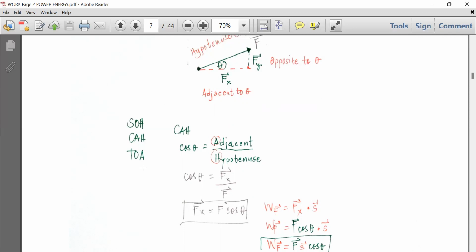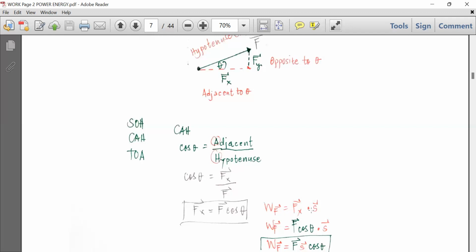Now, SOHCAHTOA, which one is applicable in this situation in order to get the work done on an object? Out of these three, CAH is the most applicable. The adjacent side f sub x divided by the hypotenuse F, so adjacent over hypotenuse. So cosine of theta is equal to f sub x over force. To get f sub x, you multiply cosine of theta by force. That gives you F cosine theta.